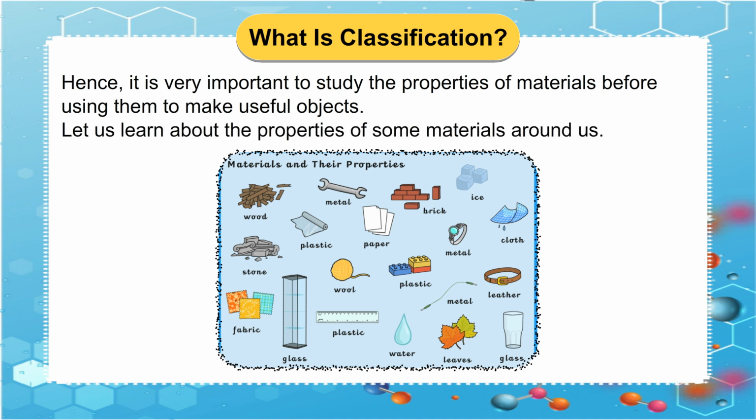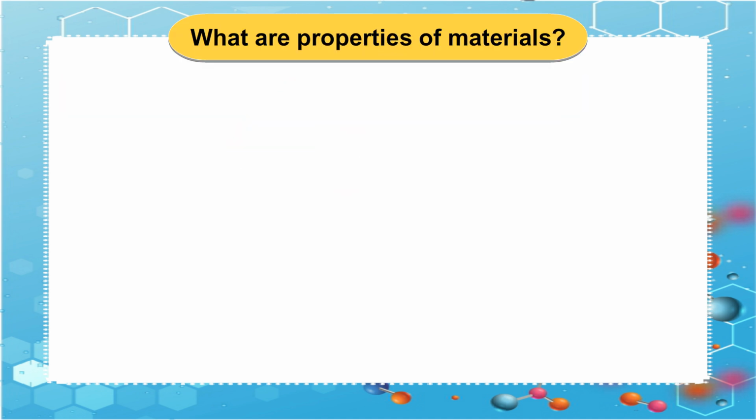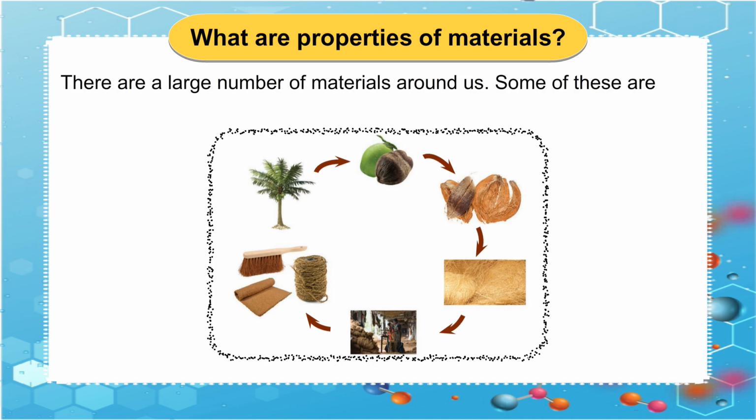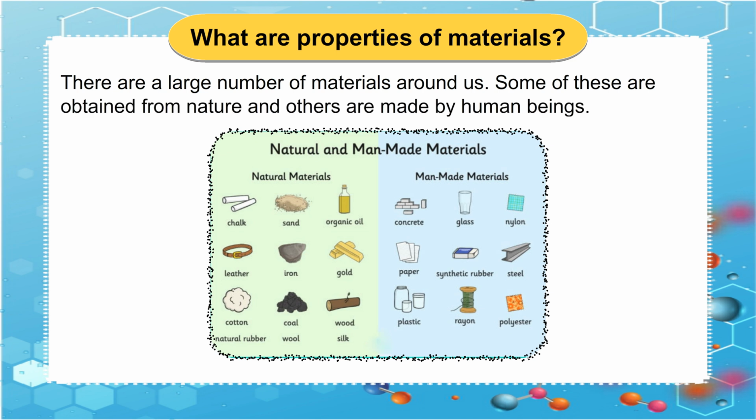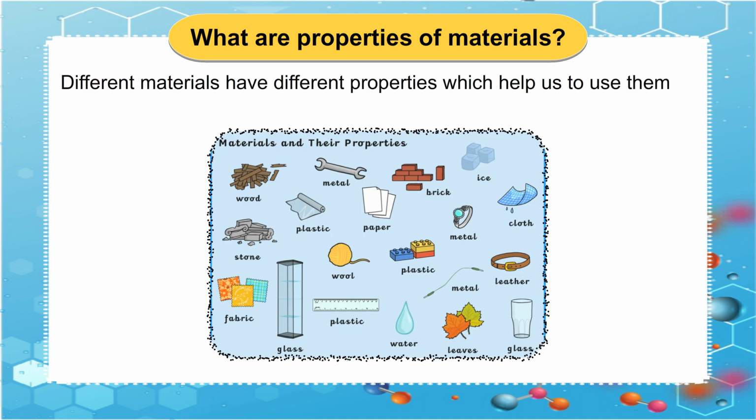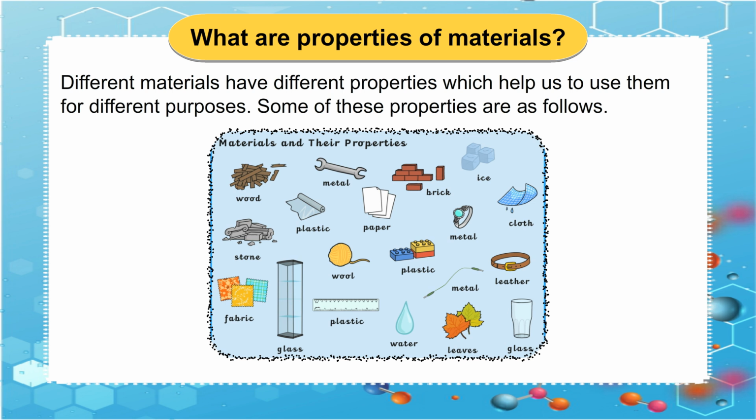Let us learn about the properties of some materials around us. What are properties of materials? There are a large number of materials around us. Some of these are obtained from nature and others are made by human beings. Different materials have different properties which help us to use them for different purposes. Some of these properties are as follows.